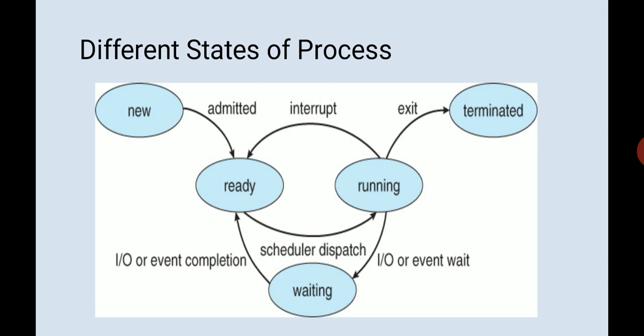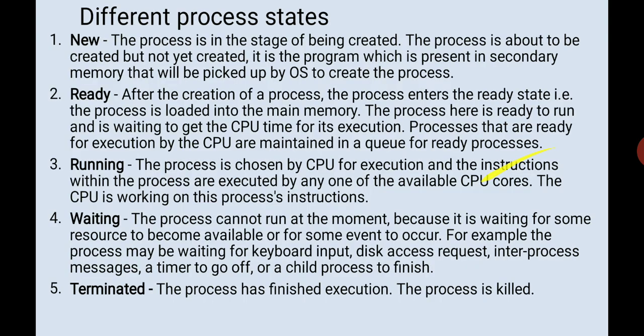Now we look at what exactly the function of each is, one by one. So we have five different states. What's the first state? It's the new state. The process is in the state of being created. The process is about to be created but not yet created.